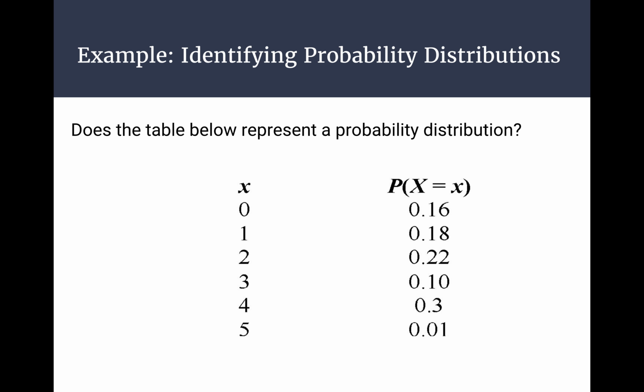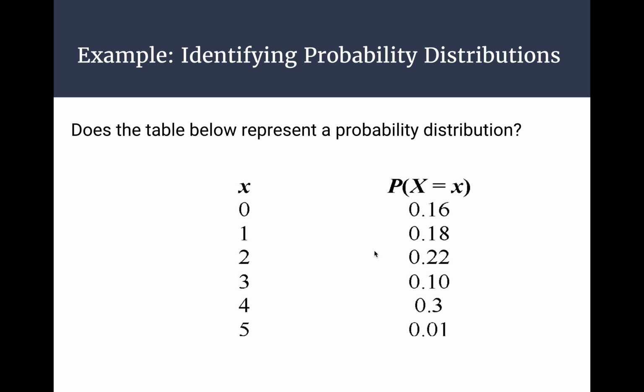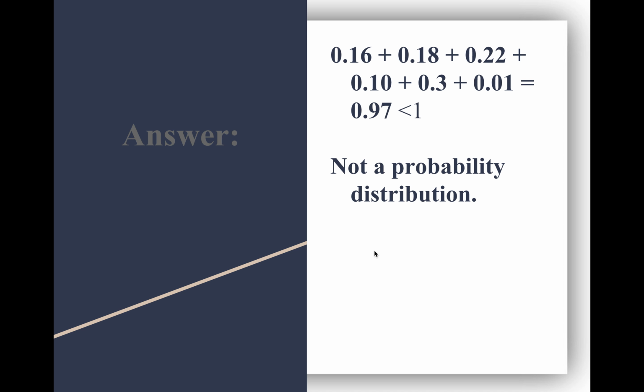So the question is, does this table represent a probability distribution? Well, are all the probabilities between 0 and 1? Yes. Now the second question is, when I add them together, does that equal 1? And in this case, they don't equal 1. When we add all those probabilities together, we get 0.97, which is less than 1, which makes it not a probability distribution.